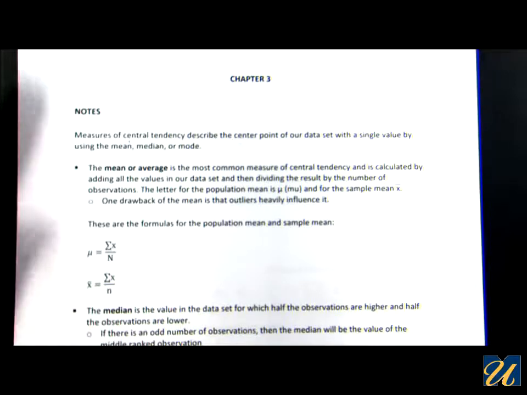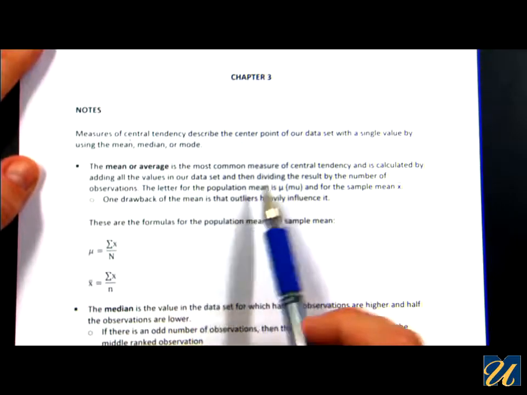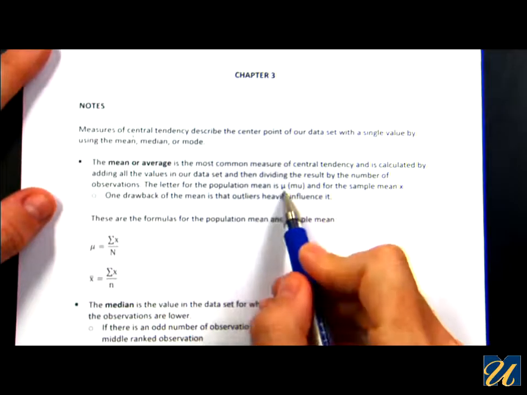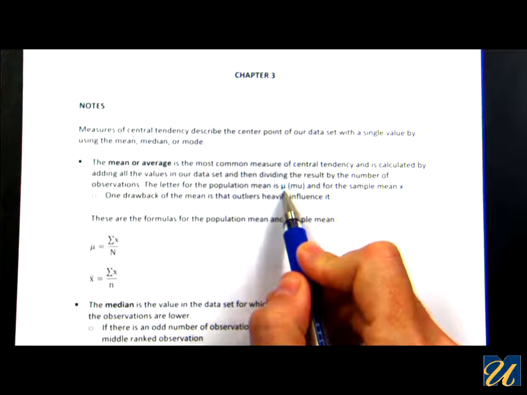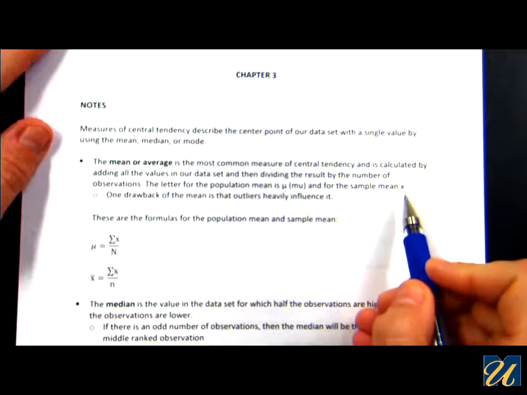The mean is the most commonly used measurement of central tendency. It is calculated by adding all the values in our data set and then dividing the result by the number of observations. We use the letter mu for the population mean. Keep in mind again that population parameters are represented with Greek letters, and for the sample mean we use X bar.